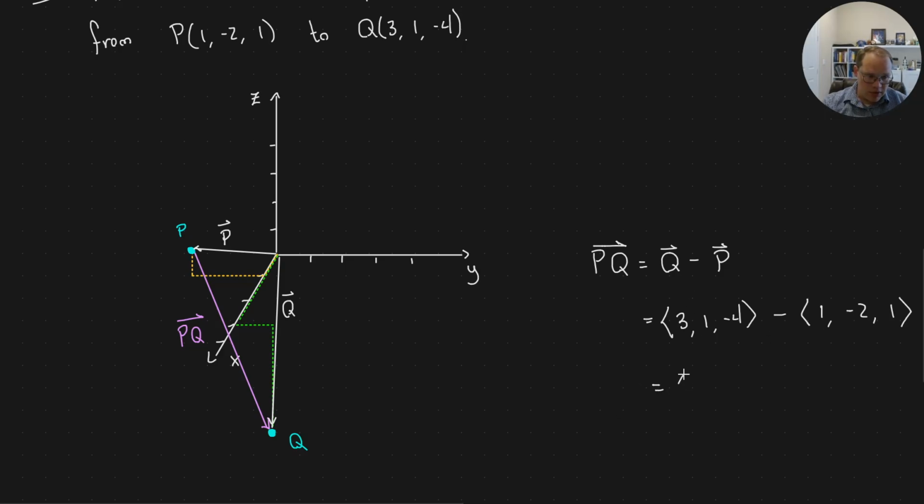Subtract corresponding components. 3 minus 1 is 2. 1 minus negative 2 is 3. Negative 4 minus 1 is negative 5. And that is the vector PQ, the vector that points from point P to point Q. In 2 dimensions, we learned how to isolate the magnitude of a vector and how to isolate the direction of a vector and keep them separate. It's pretty much the same thing in 3 dimensions.